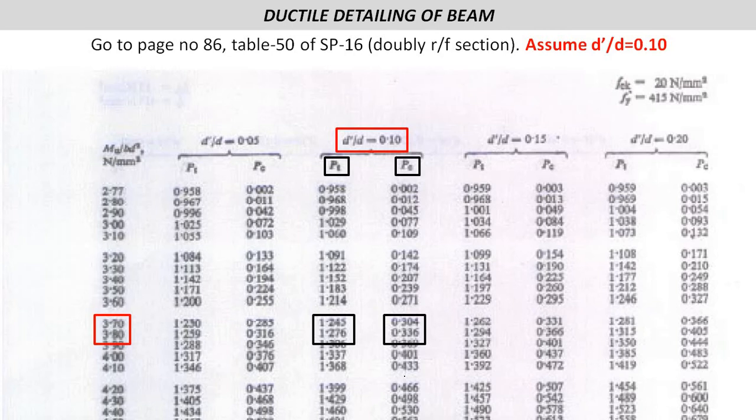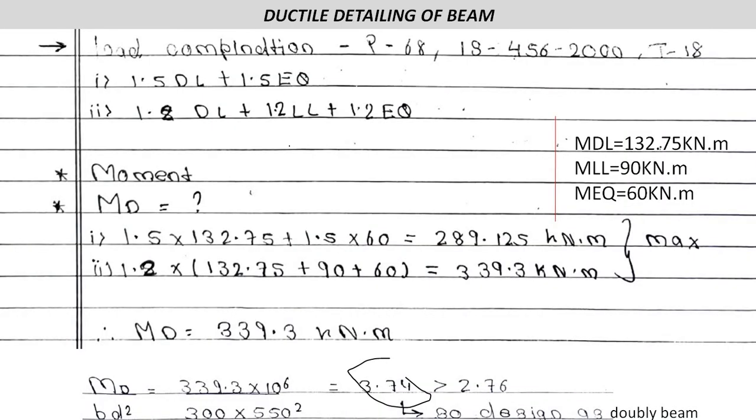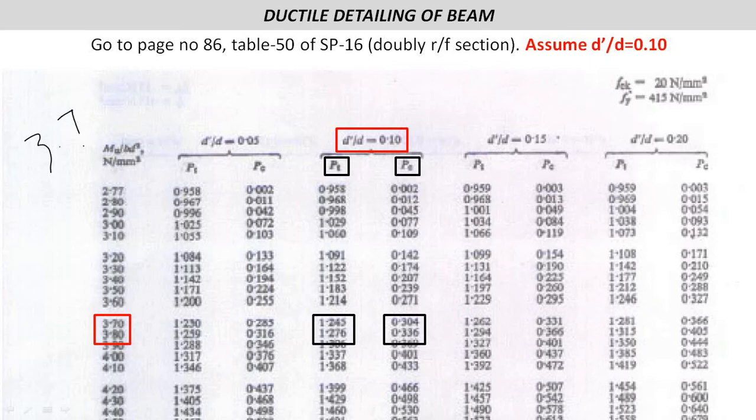So in our case the ratio of MD upon BD square is 3.74. So we will go to page number 86, table number 50 of SP16, which shows the doubly reinforced section, and we will assume the ratio of d dash upon d as 0.10. In our case the ratio of Mu upon BD square is 3.74, which lies between 3.70 and 3.80.